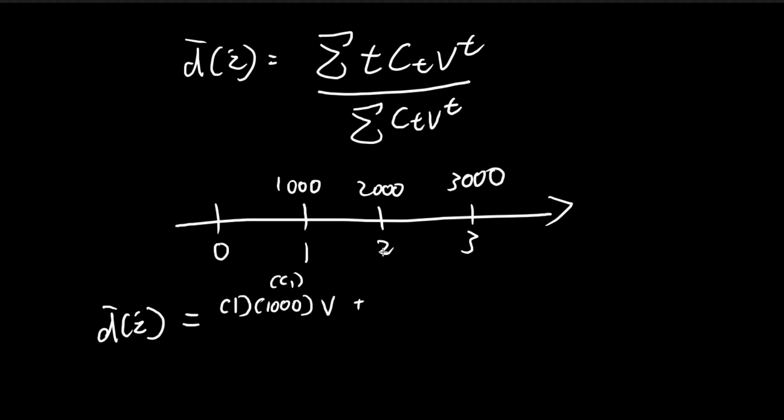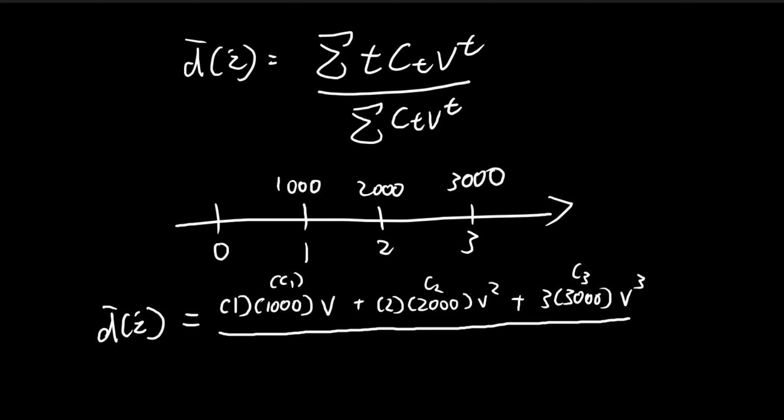And then for this over here, it happens at time 2, so t is equal to 2. And then ct is equal to 2,000, so this will be c2. And then at time 2, this is v to the power of 2. And then you do the same thing again, so at 3 times 3,000, so 3,000 would be c3, and then times v to the power of 3. And then you divide this by the present value of all these payments, so 1,000 times v plus 2,000 times v squared plus 3,000 times v to the power of 3.